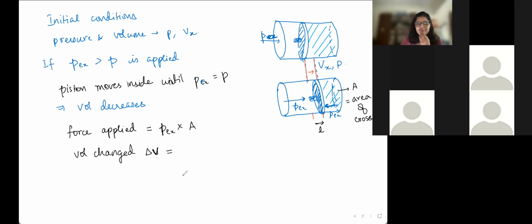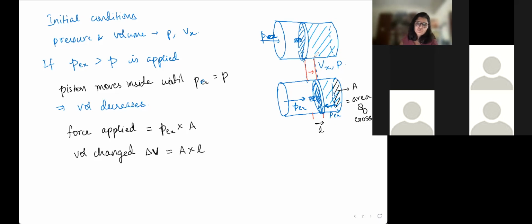Guys, surface area, volume. Volume is equal to area into L, right? Area of the piston into L. So volume is always area of the base into height. Whether you take a cuboid, cylinder, whatever shape you take, it follows this format: area of the base, यहाँ पे जो है, times the height.